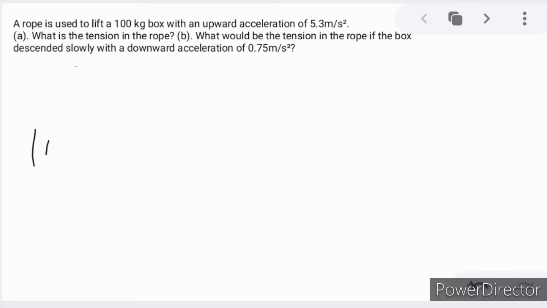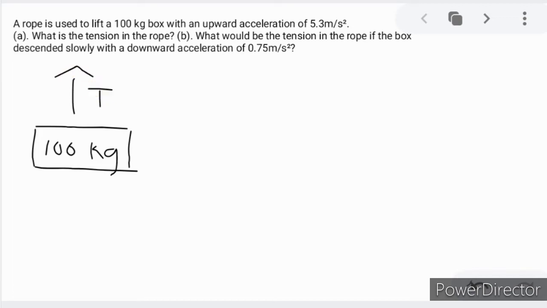Now, let's proceed to letter B, which is: what would be the tension in the rope if the box descended slowly with a downward acceleration of 0.75 meters per second squared? Again, let's proceed to our free body diagram because the free body diagram is really helpful in tension force problems. This time, we have tension in upward motion and weight in downward motion. And it was said in the problem that it descended slowly with downward acceleration. So our F net here is in a downward direction.